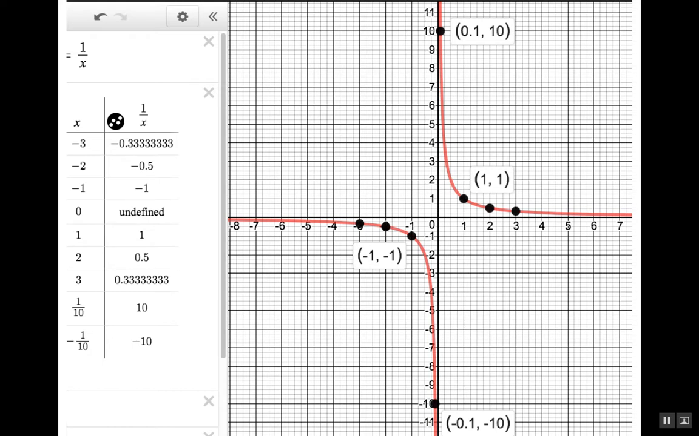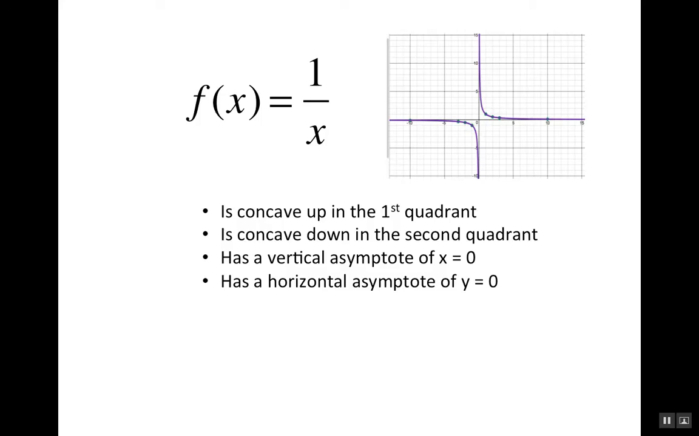On the left, we have displayed a table of values for the function 1 over x, and I used Desmos to create the graph. If we're trying to memorize the graph of 1 over x, we will observe that it is concave up in the first quadrant, concave down in the second quadrant, and it is restricted to the first and second quadrant. It has a vertical asymptote at x equals 0 and a horizontal asymptote at y equals 0.